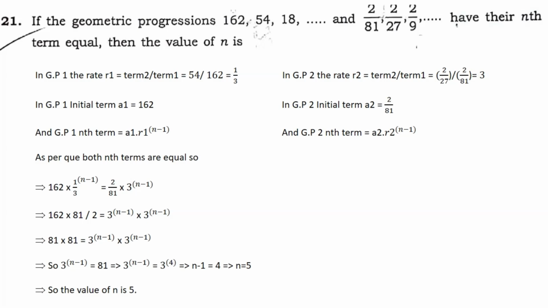Like that, we can write the nth term in GP1 and GP2. So as per the question, both nth terms are equal. So by solving the equations we can get the n value as 5. So the value of n is 5. So the fifth term in each geometric progression is the same, right?